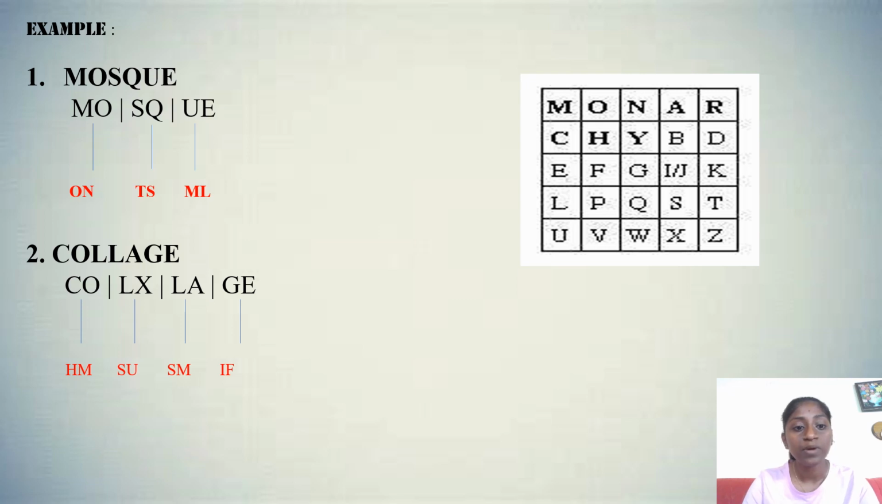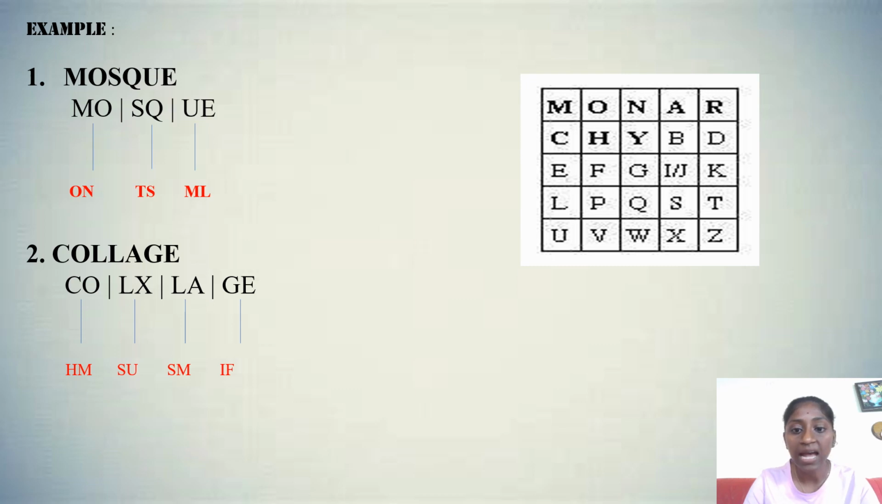Let's look into other examples which follow the other rules. First example is mosque. Firstly, we have to divide the letters into pairs: MO separately, SQ separately, and UE separately. MO, M and O. These letters are present in the same row, thereby they have to be wrapped with the next letter. M is wrapped with O, and then O is wrapped with N.